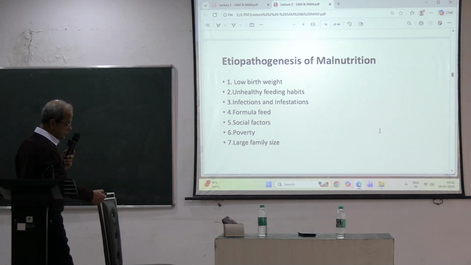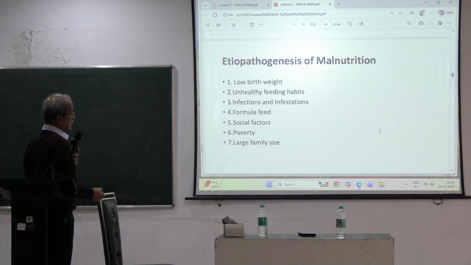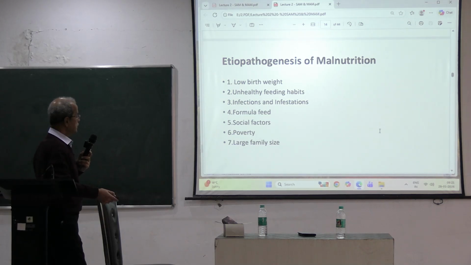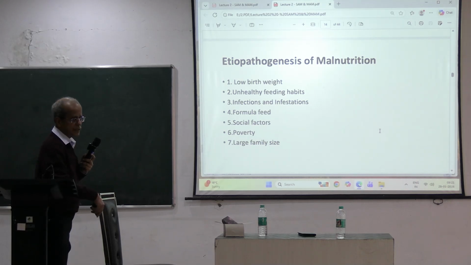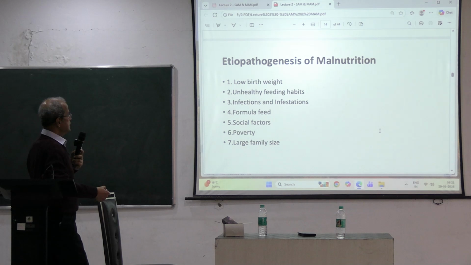Now, etiopathogenesis, meaning why it happens. Low birth weight babies are more prone to malnutrition. That is number one. Unhealthy feeding habits: say the child was not exclusively breastfed, the breastfeeding was discontinued, or the mother goes out for a job and the child is given formula milk or diluted cow's milk. At 6 months of age, the child should be weaned and given supplemental food, but they do not know about it and continue milk feeds till the child is 1 year of age, and the child is not getting enough calories or protein, so the child is malnourished.